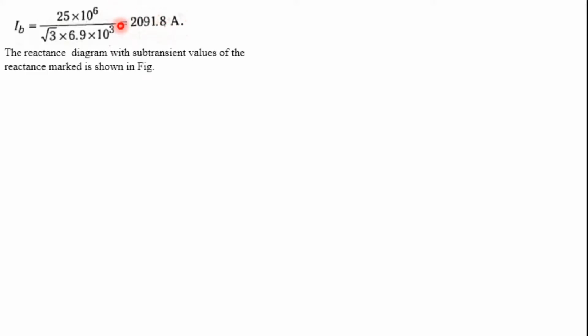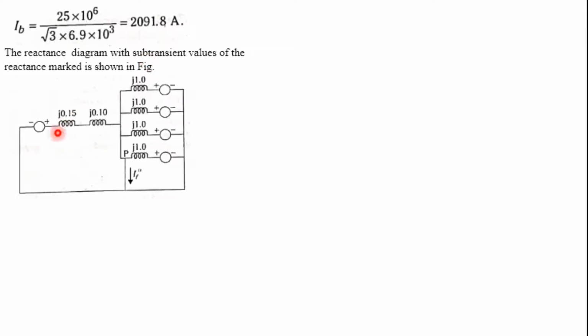Then we have to first draw the reactance diagram corresponding to the subtransient values, considering only the subtransient, not the transient. Here is the subtransient of the generator, this is for the transformer, and for all the motors. This value remains the same for the transformer, and these are the values of the motors.